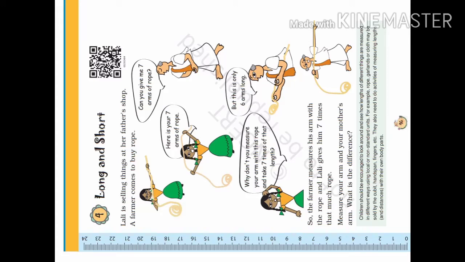Good morning, students. Today we will start with your lesson number 4, long and short. Lali is selling things at her father's shop. A farmer comes to buy rope, and then this is what they discuss.